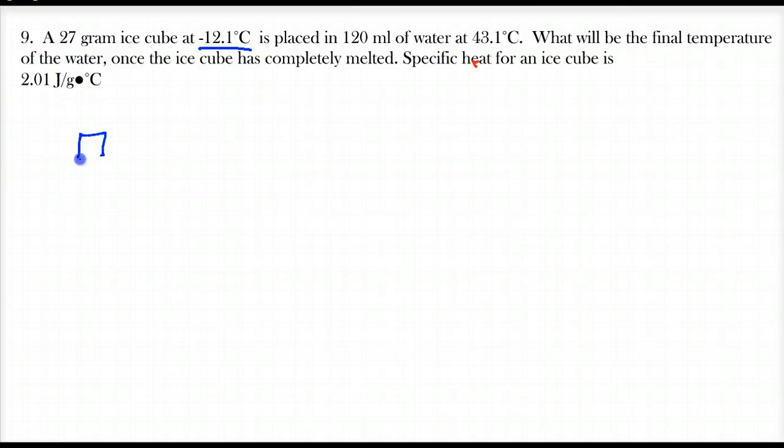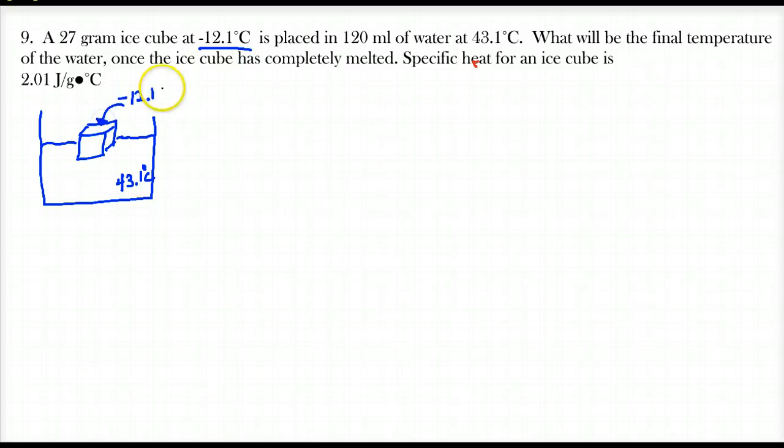I've got an ice cube, so I'm going to draw this ice cube as best as I can, and it's in a certain amount of water. We'll have it floating because it's less dense. The water is at 43.1 degrees Celsius, and the ice cube is, we'll just put negative 12.1 up top since I probably can't fit it in there, degrees Celsius. We're looking for the final temperature of the water.